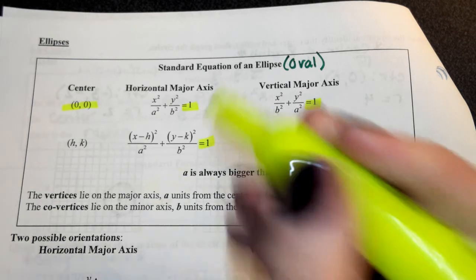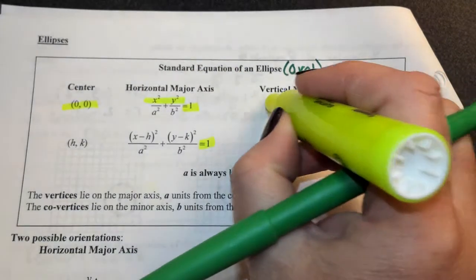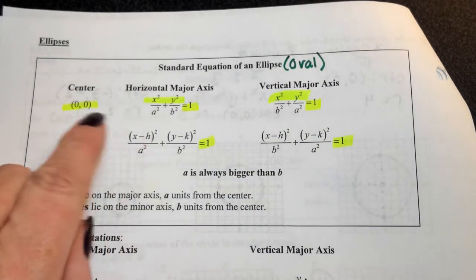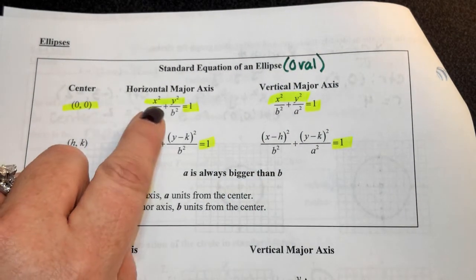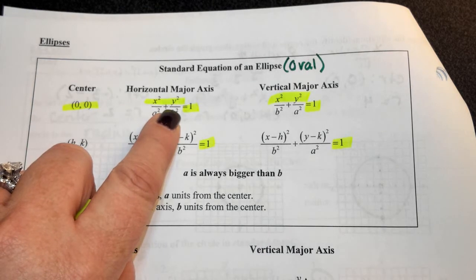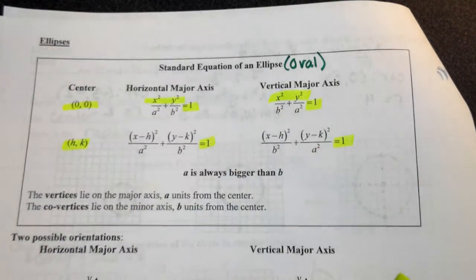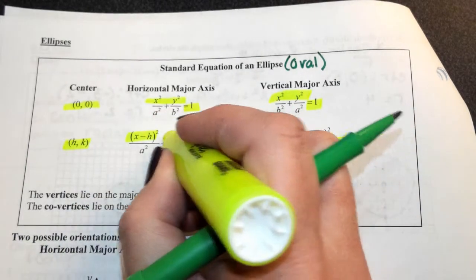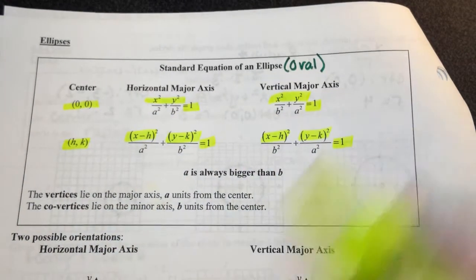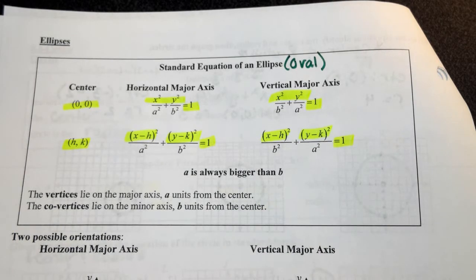Again, you look at the numerator. The numerator will tell you the center. So notice if your center is at 0, 0, you just see that x squared plus y squared just like you do for the circles. If the center is at h, k, notice the numerators will tell you exactly where the center of the ellipse is going to be. All right, so you use the numerators to help you calculate the center.